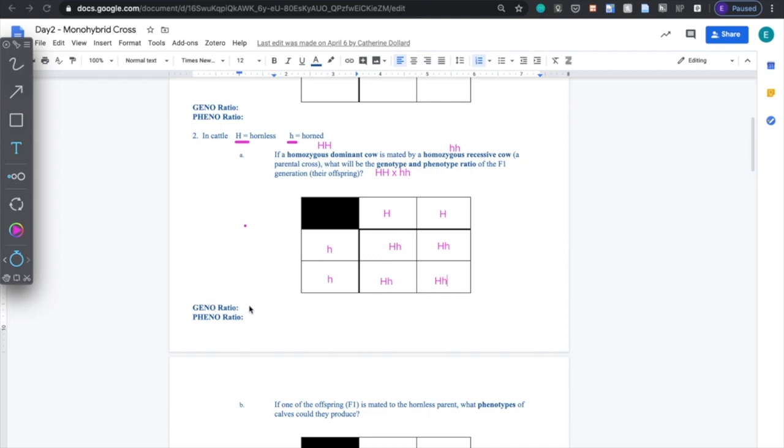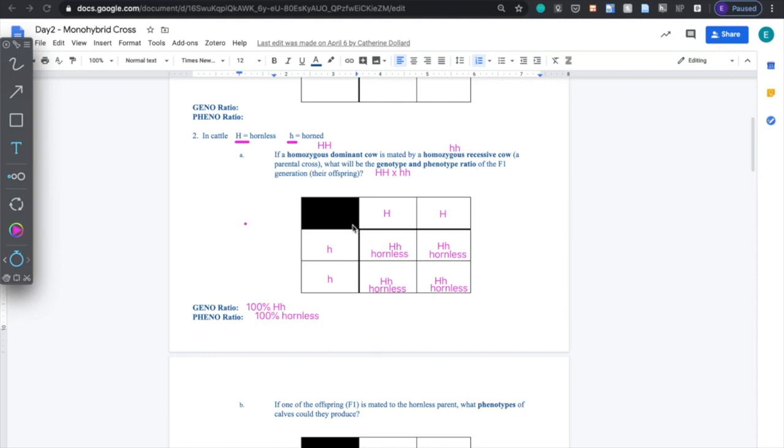Because it looks like all of our offspring, well, we're going to put in our phenotypes first, sorry. So when it's heterozygous, that dominant trait is going to override, right? So all of those heterozygous individuals are going to appear hornless, right? So when we go to our ratios, our genotype ratio is going to be 100% heterozygous, because all of them are uppercase H, lowercase h, and our phenotype ratio is 100% hornless, because all of them are hornless.